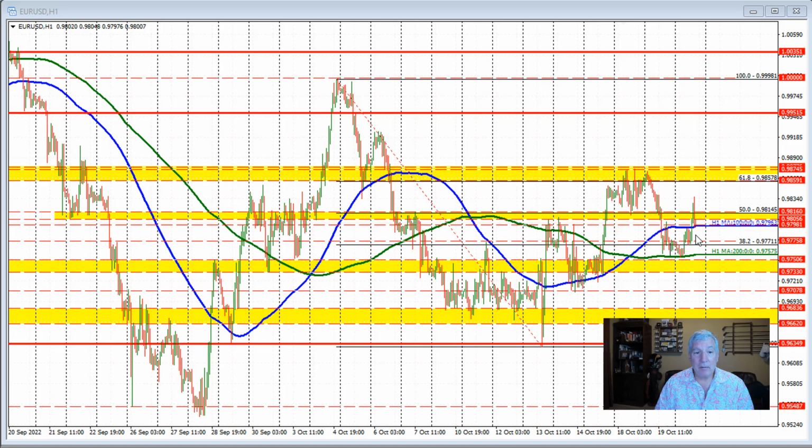A failure below the 100-hour moving average would disappoint the buyers and push the price back into the neutral area between the 100 and 200-hour moving average, 38.2% retracement in between. So that's a look at the euro versus US dollar.